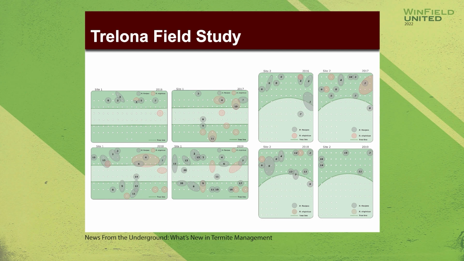But the point is they stayed and we could find them. This is our treatment site. And your eye can probably tell you as we move from 2016 out to 2018, then to 2019, the number of colonies is diminishing. And the reason for that is because we started baiting them with actual hot Trelona stations.